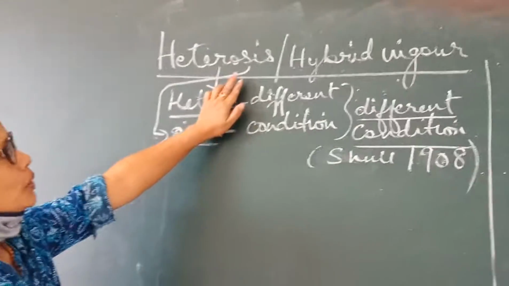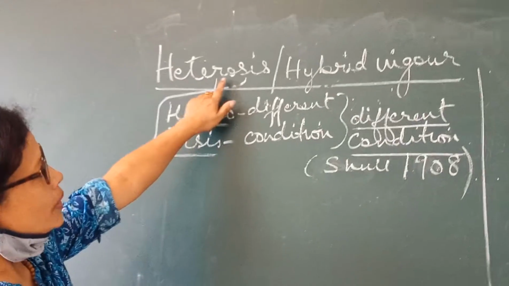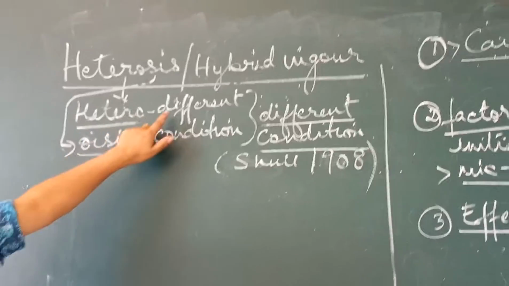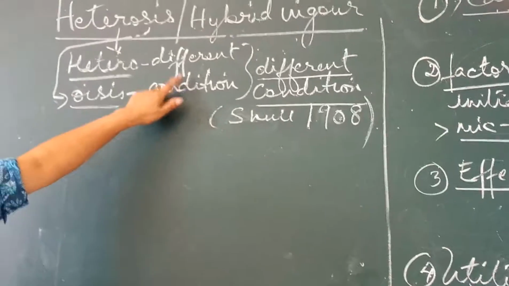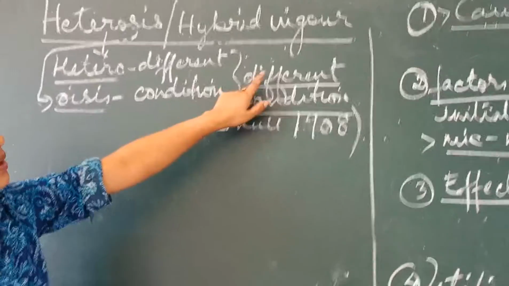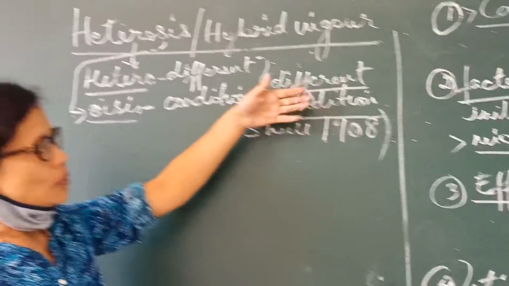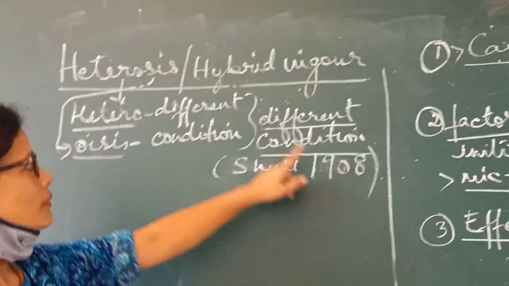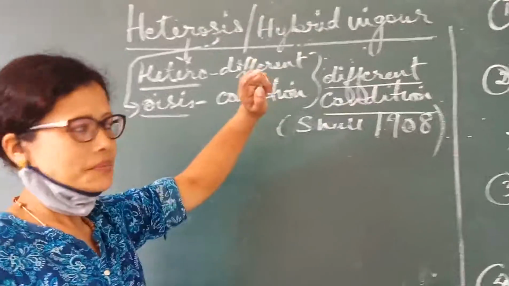The topic which we are going to discuss today is heterosis or hybrid vigor. Now heterosis comes from two Greek words, hetero, which means different, and osis, which means condition. So when you combine these two words, heterosis means different condition. This definition was given by Schull in 1908. Heterosis is also known as hybrid vigor.